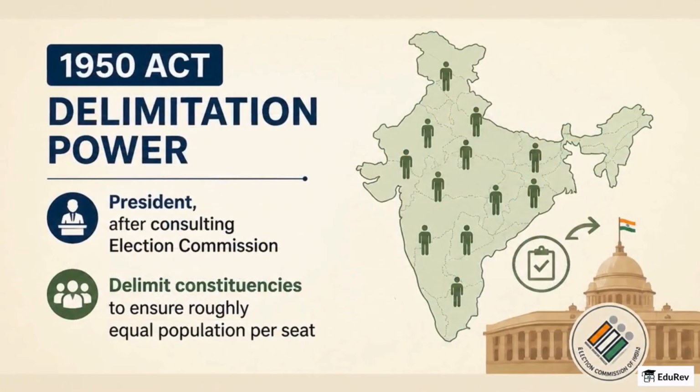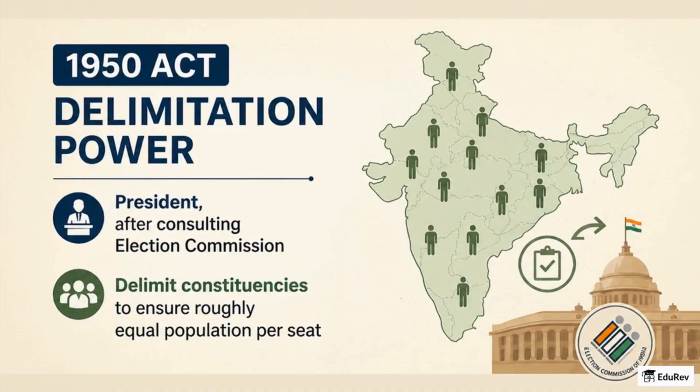The Act also gave the President power, after consulting the Election Commission, to delimit constituencies so that each seat represents roughly equal population. And that power is a key point for exam questions.